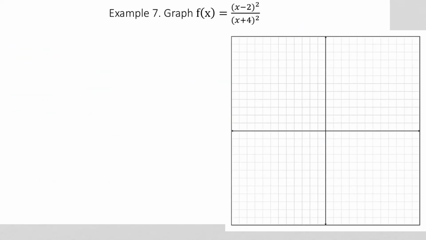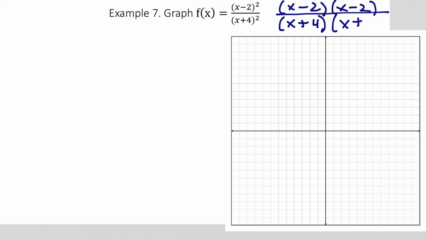So I've got x minus 2 times x minus 2, and then I've got x plus 4 times x plus 4. So let's get the vertical asymptote first. So the vertical asymptote is going to occur where the denominator factors go to 0. So I've got negative 4. So my vertical asymptote is x is equal to negative 4.